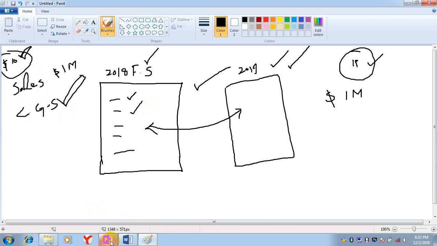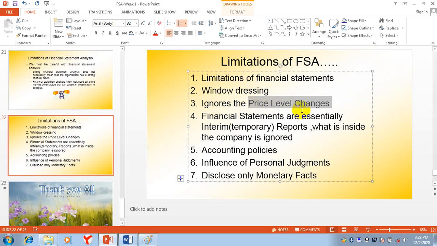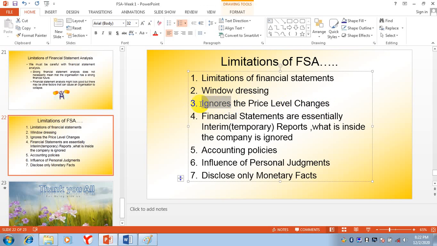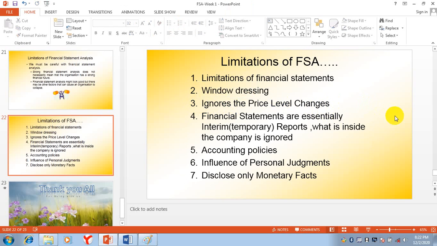So we call it what? Ignoring the price level changes. The prices from 2018 to 2019, there is a big difference in these prices, but we ignored these price changes. So this financial statement analysis will not be a good analysis if you ignore the changes in price levels. And keep in mind, in financial statement analysis, we are not focusing on the prices.